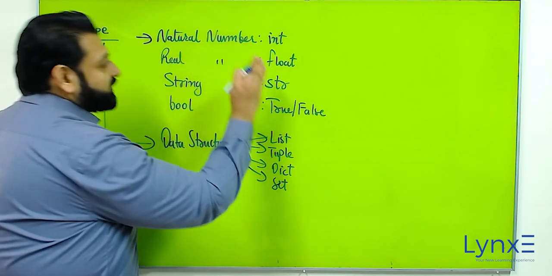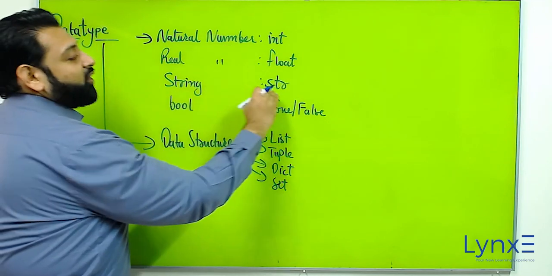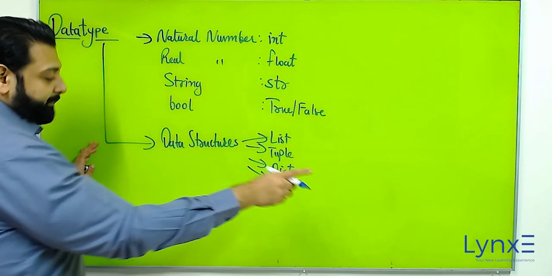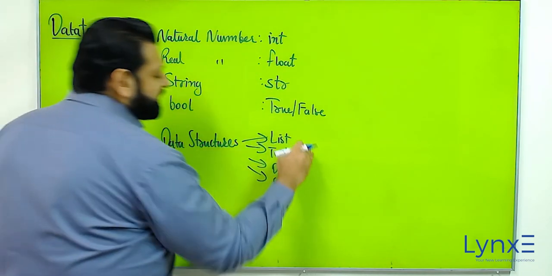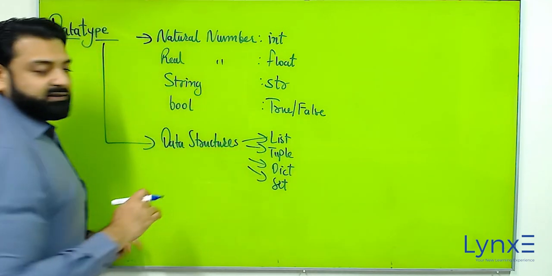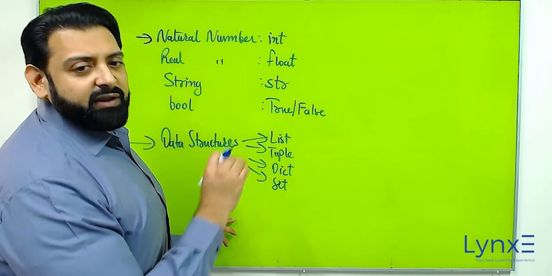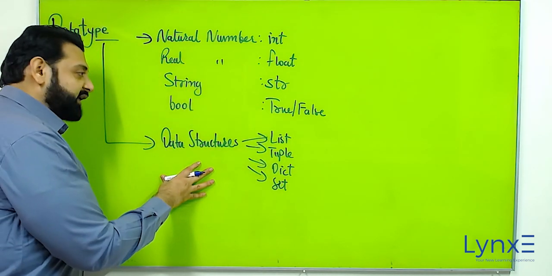We have a natural number called int, a real number called float, string called str, and boolean which has a value true or false, with T and F capital. Then in complicated data types comes data structure, which includes list, tuple, dictionary and set. We also put string there, but as of now let's understand these are built-in and these are complex built-in data types.